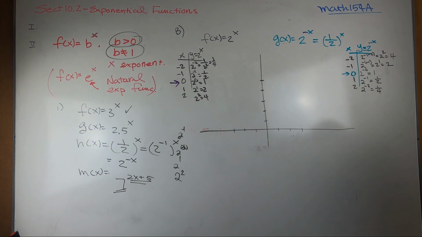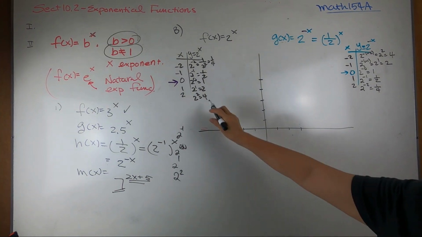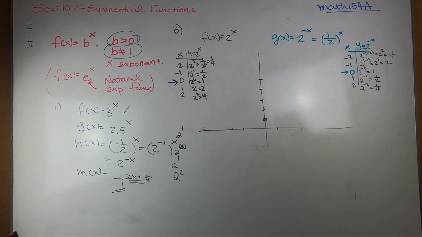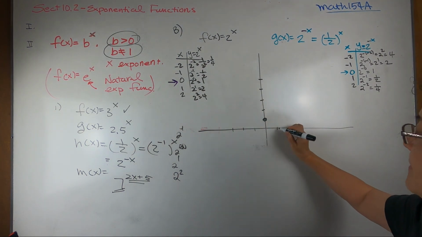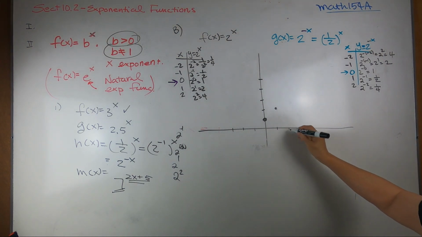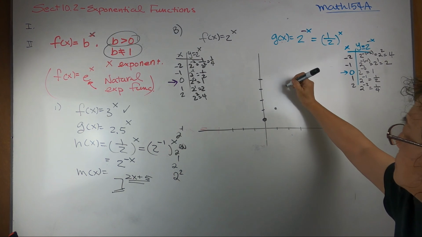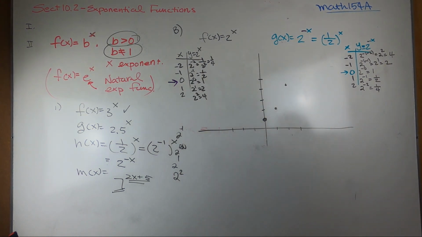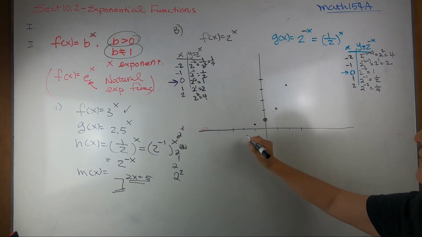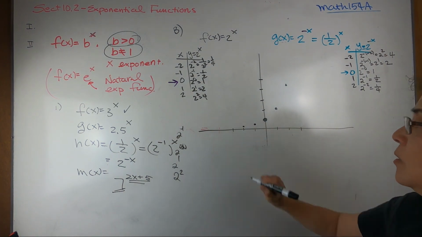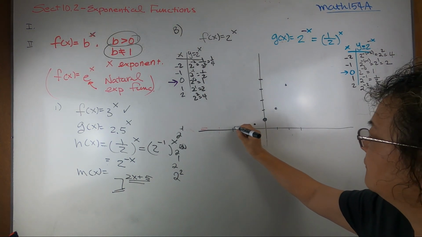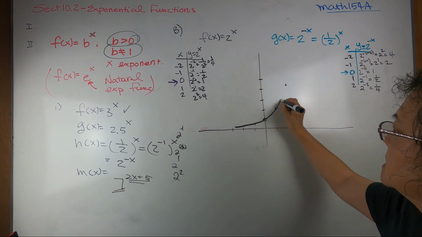So let's graph it, then see what will happen. So 2 to the 0 power is 1, the point 0, 1. Okay? 2 to the 1 power, x is 1, y is 2. x is 2, y is 4. Okay? Negative 1, x is negative 1, it will be half. Negative 2 would be what? Quarter. So then the graph will look like this. It goes up quickly.